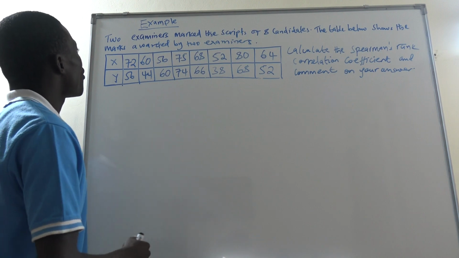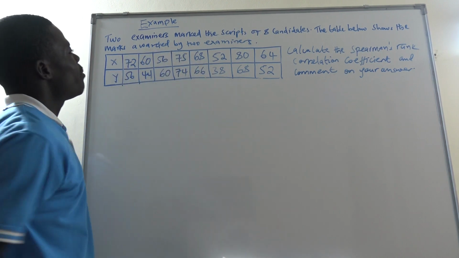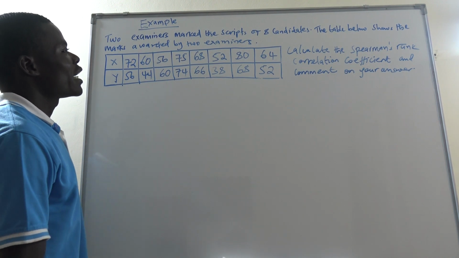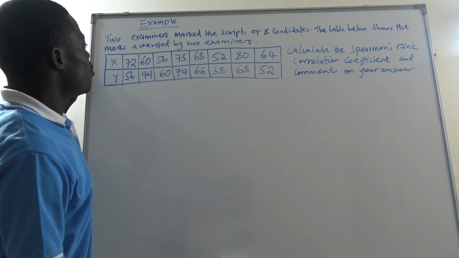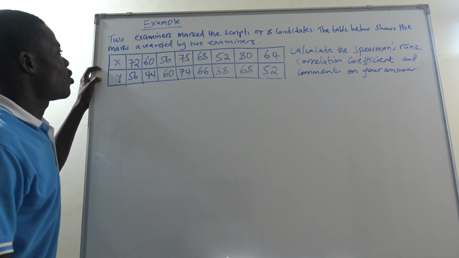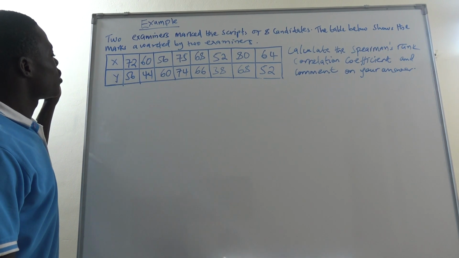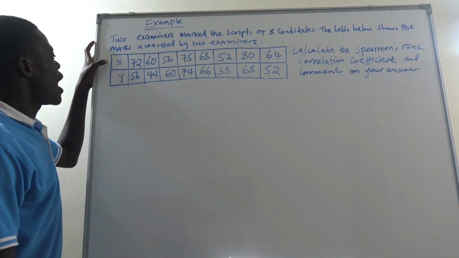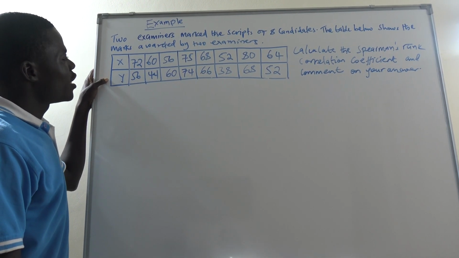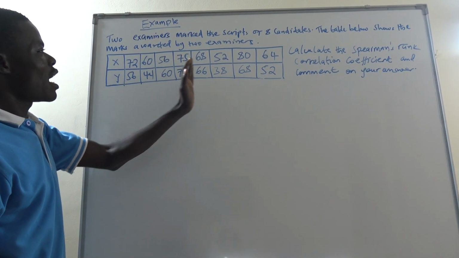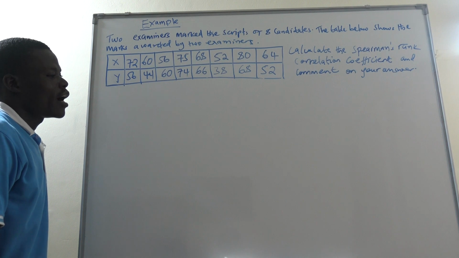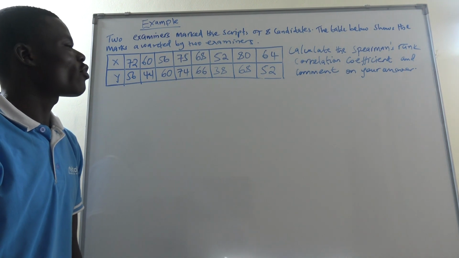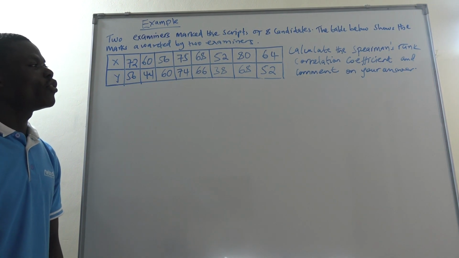In today's example, we are given that two examiners marked the scripts of 8 candidates, and after marking them, they put the marks in the table which is given as shown. This table includes the marks that were awarded by two examiners, examiner X and examiner Y. These are the marks they awarded to these 8 candidates. Out of those marks, they say to calculate the Spearman's rank correlation coefficient and comment on your answer.